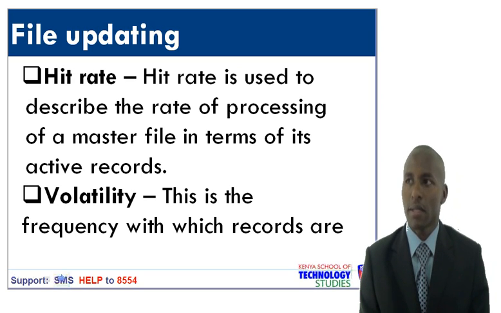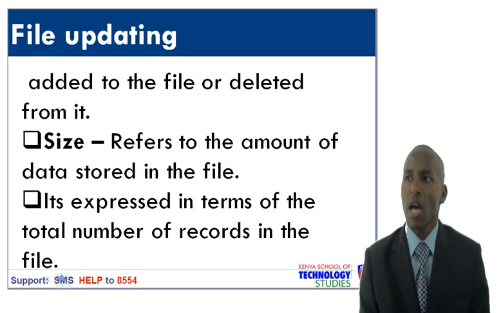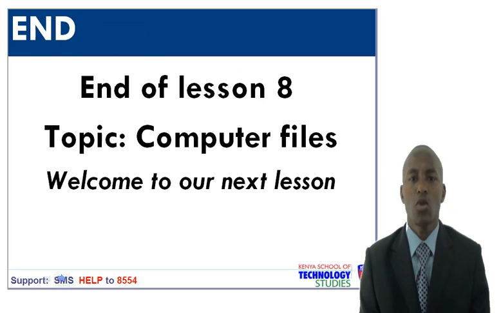The first one is hit rate. Hit rate is used to describe the rate of processing of a master file in terms of its active records. The other one is volatility. This is the frequency with which records are added to the file or deleted from it. The other one is size. It refers to the amount of data stored in the file. It is expressed in terms of the total number of records in the file. The last one is growth. Files will always grow as new records are added to them.